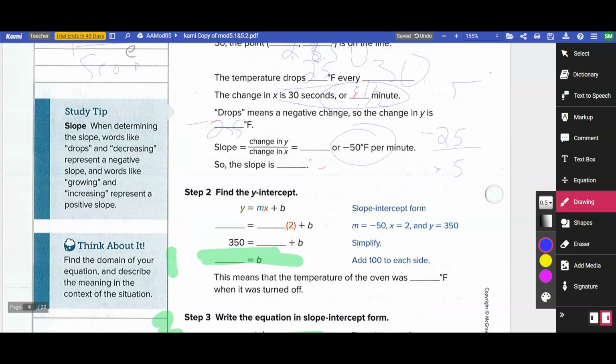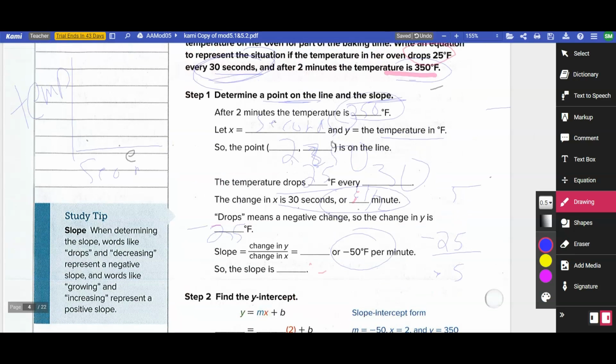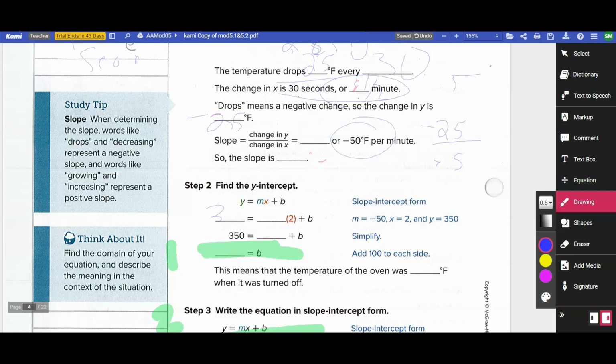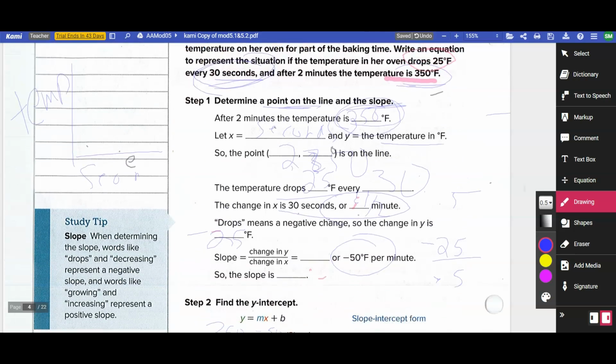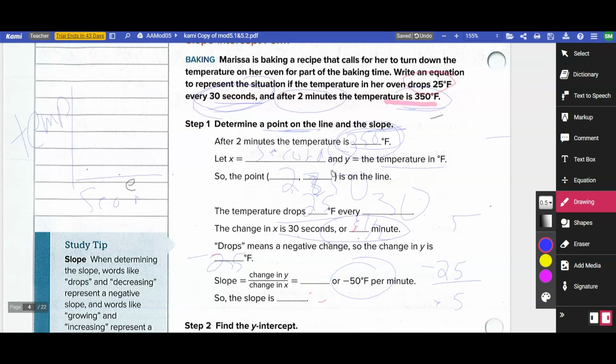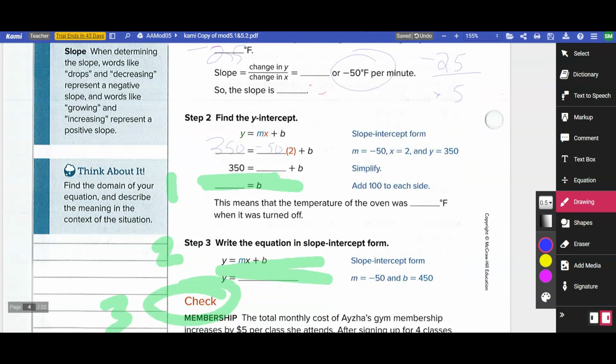Okay, so our y is 350 from the original temperature drop up here at 350. And our slope, well, we're dropping through negative 50. And 2 is from our original 2 minutes. So you go ahead and do the math, and you should get, I believe, 450.